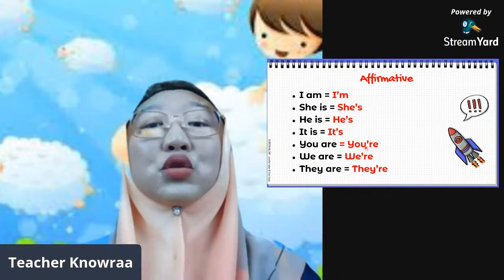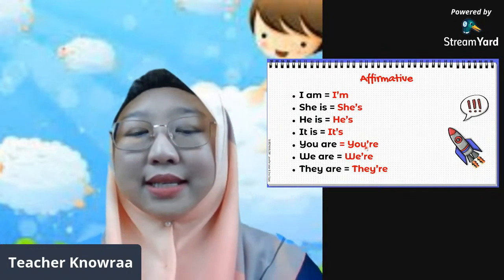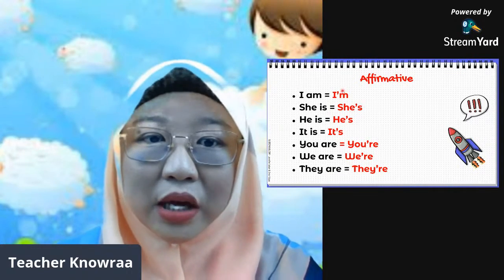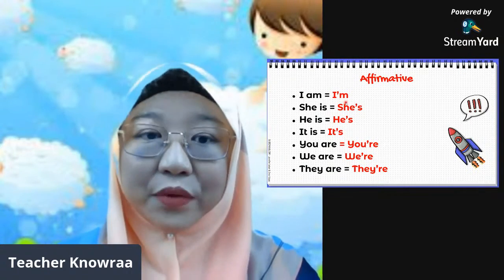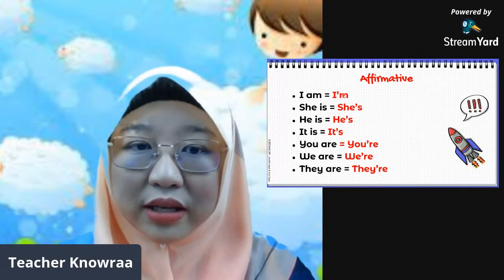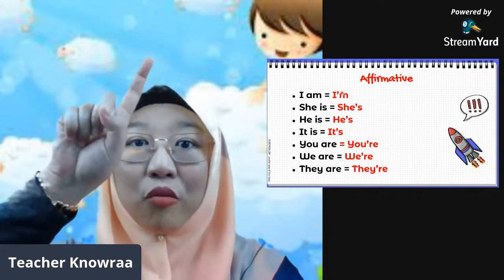Okay, so let's look at the examples of the sentences. As you can see here, when we want to shorten it, we put an apostrophe. This one is what we call apostrophe. Macam comma kan, comma kecil dekat belah atas.